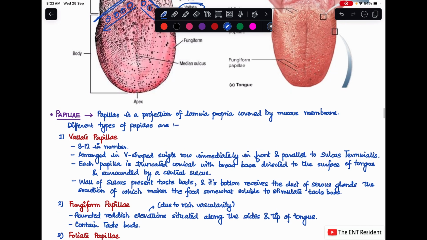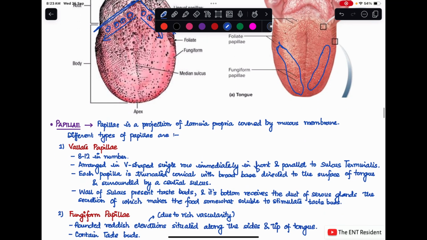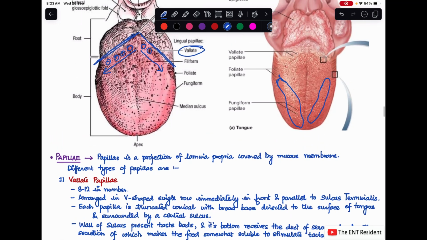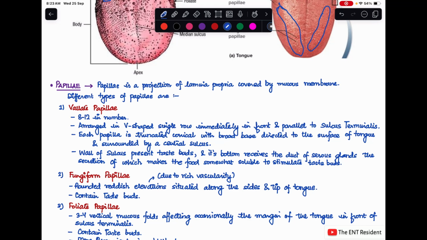Next, we come on to the fungiform papillae. Now, fungiform papillae are these rounded reddish elevations which are situated along the sides of the tongue, as you can see over here. These are the fungiform papillae. These will be present along the sides of the tongue. These are not as big as the Vallate papillae. They are slightly smaller structures which are rounded reddish elevations. And why are they reddish? They are reddish because of the rich vascular supply. So these are the fungiform papillae. These papillae also contain taste buds.